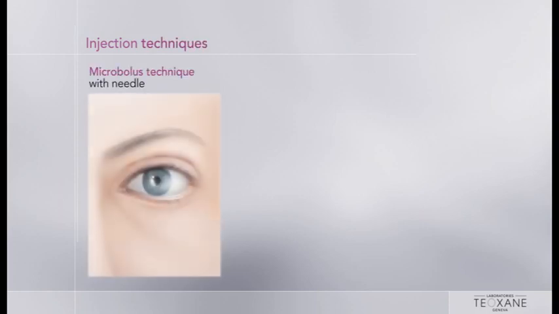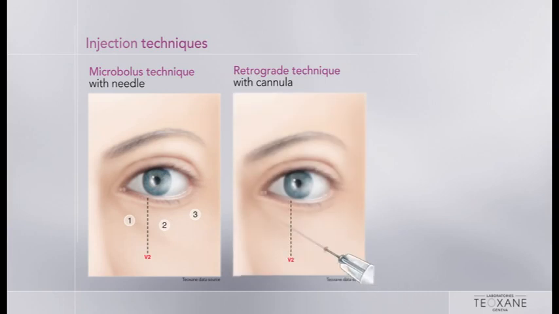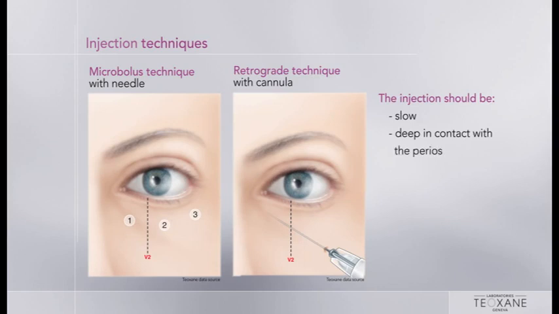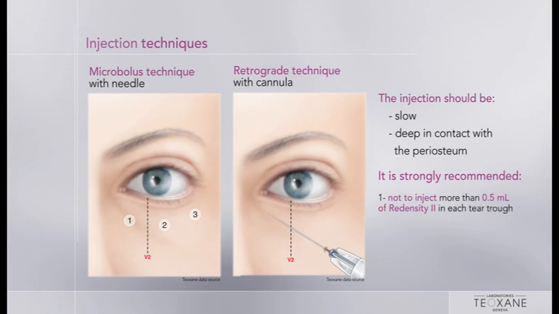There are 2 techniques of injection: microbolus with needle or retrograde with cannula. The injection should be slow, deep, in contact with the periosteum. It is strongly recommended not to inject more than 0.5 milliliters of Redensity 2 in each tear trough and palpebromalar groove, whatever the technique used.